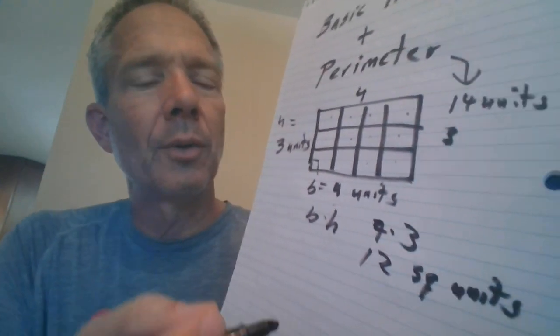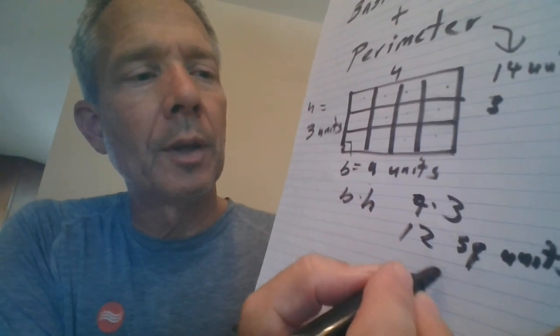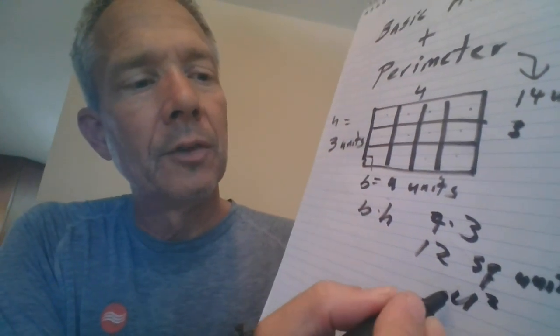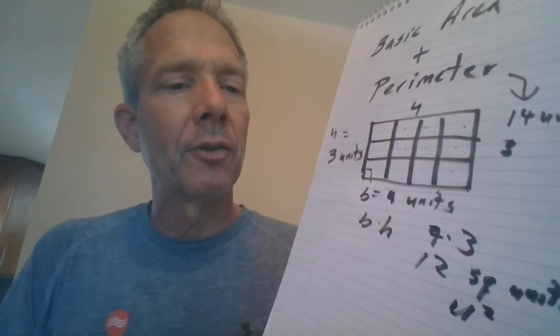Sorry, I can't see that, 12 square units. You sometimes will see this as unit squared, or if it's inches, it'd be inches squared or something like that. There's lots of ways you can write it. Okay, you should know rectangles already.